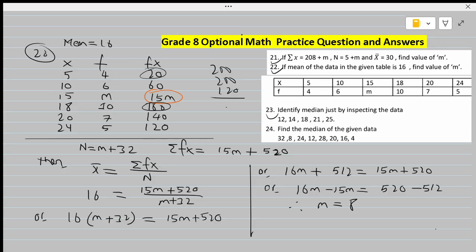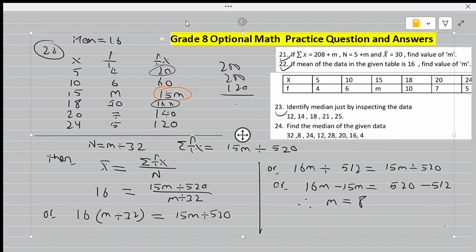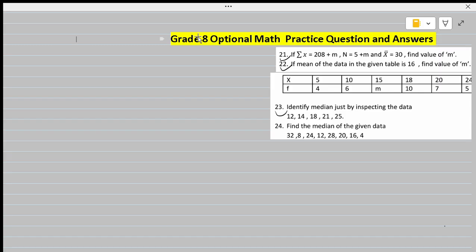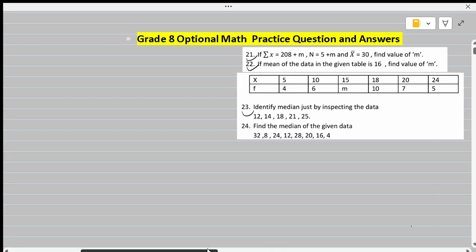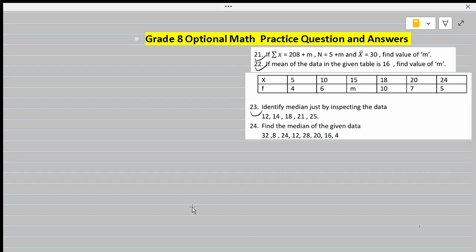Now I move to number 23. Let's clear this 22. Okay, so I have made up to 22, now it's the turn of 23. What is said in 23? Let's see. Identify the median just by inspecting the data. When you inspect the data, it is kept in ascending order.